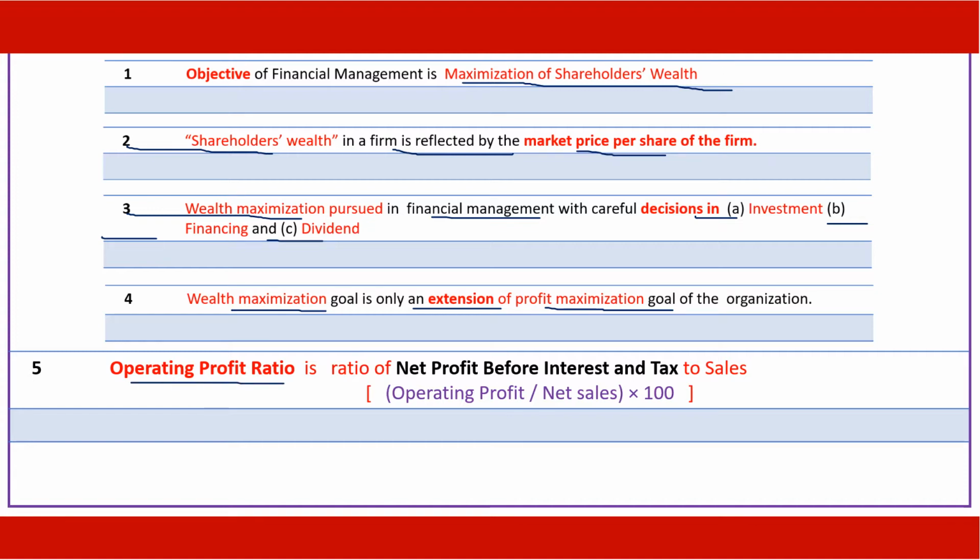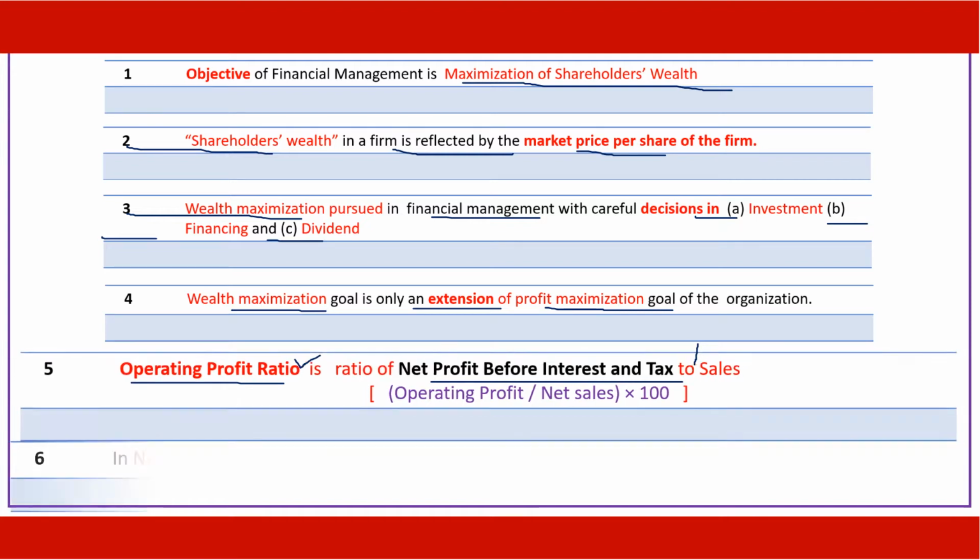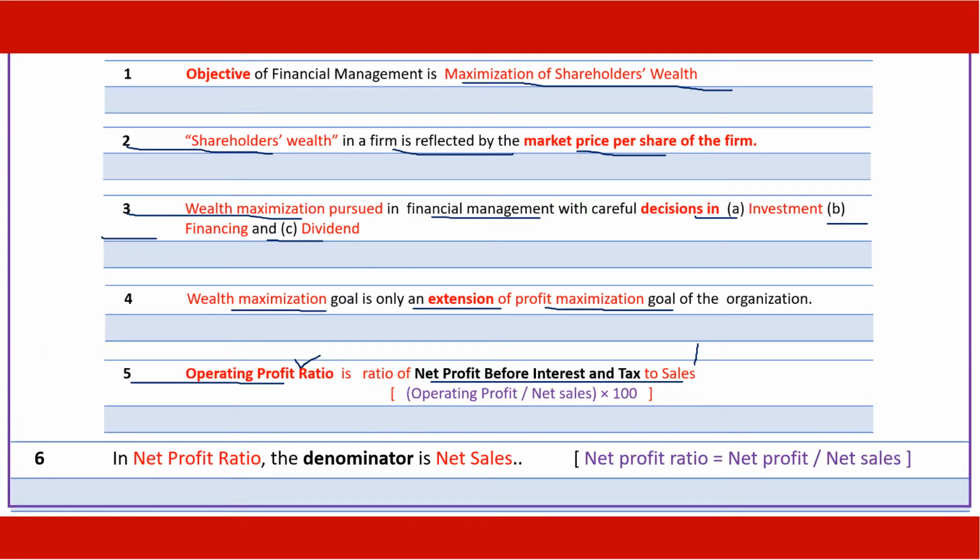Operating profit ratio is net profit before interest and tax divided by sales. That is, operating profit divided by net sales into 100 is equal to operating profit ratio. In net profit ratio, the denominator is net sales, means net profit ratio equals net profit divided by net sales. Net sales is the denominator.